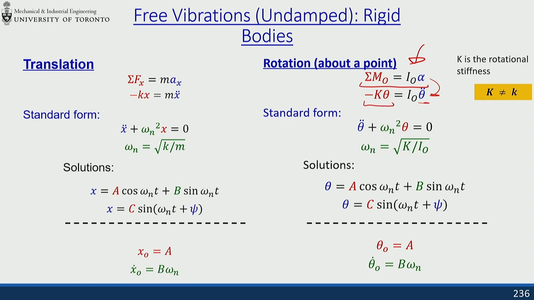Now, if you only have a spring, you get negative k theta. This k is not the same as directly plugging in your spring stiffness, because you're taking a moment. So you have to consider that. Quite often that k has a pretty ugly multi-block expression to it, as you'll see later on. But once you find that, that allows you to find your omega n, same thing as with our linear system.